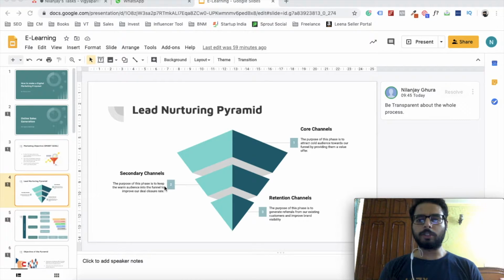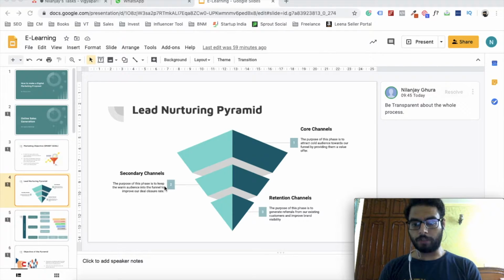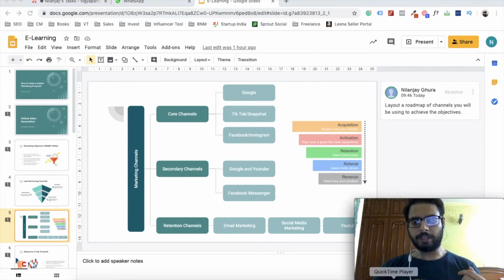So now this is a basic picture. I have told my client or my prospect that, hey, I'm not going to let any person go away from your marketing funnel. They're all going to be in the same picture from cold to hot. I'm going to take care of all of them with the help of this lead nurturing pyramid. Now, how I have divided this lead nurturing funnel into marketing channels is going to come in the next slide. Here is the next slide, right?